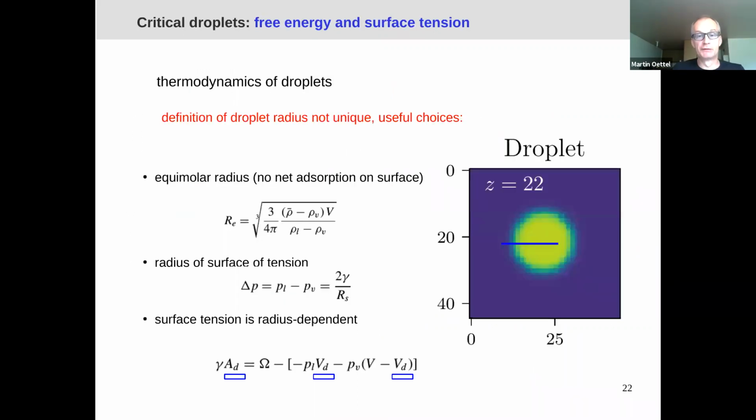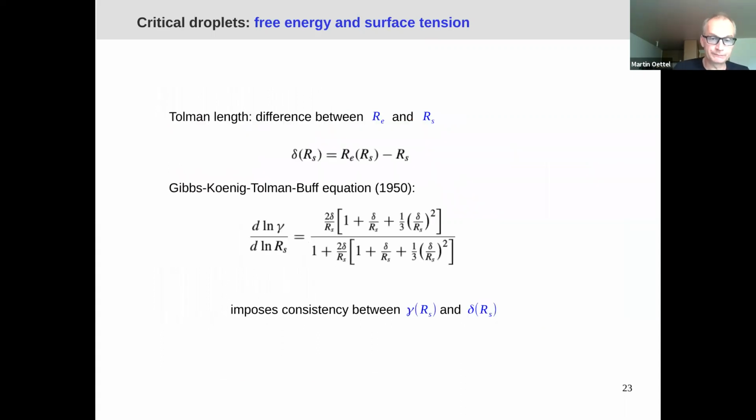If you want to extract thermodynamics of droplets, you usually define two radii of droplets. The position of the interface is quite arbitrary if you have a continuous density profile. So the usual two choices are the equimolar radius and the radius of the surface of tension. At the surface of tension, the usual Laplace equation holds, and you assume a spherical droplet. And this all implies that the surface tension is radius dependent, and one has to keep this in mind.